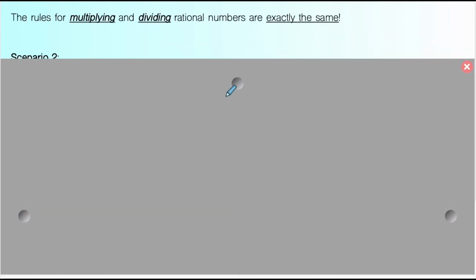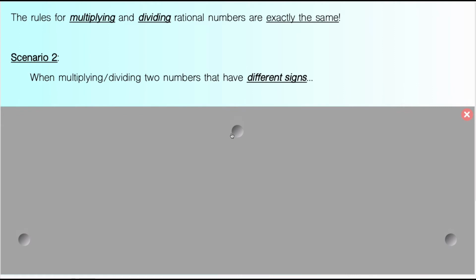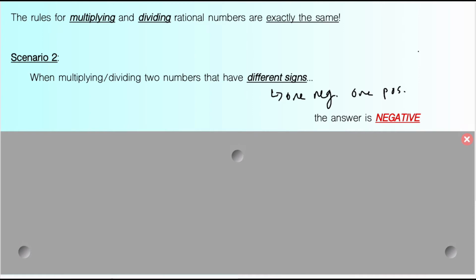Rule number 2 is when you multiply or divide numbers that have different signs. And when I say different signs, I mean like if you have 1 negative and 1 positive. So the signs are different. If the signs are different and you're multiplying or dividing, your answer is going to be negative.